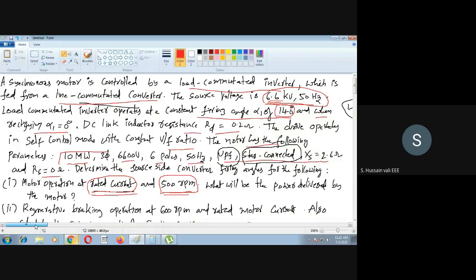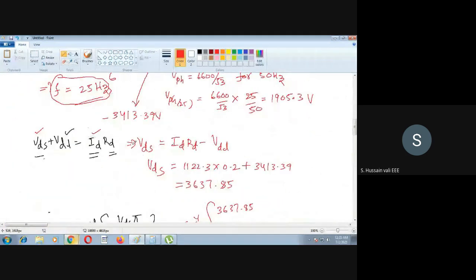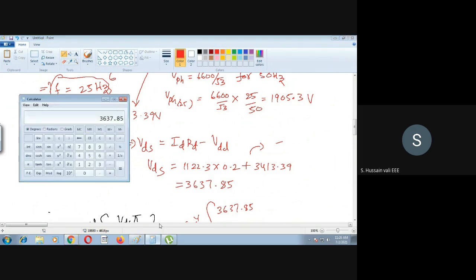See, sometimes to avoid this confusion, I will tell you one thing: just take an assumption. You have two options. One option is that you put here minus or you put here plus. Am I correct? There is a confusion actually. Yes, sir. For example, you put here minus. Then what is the answer you will get if you put here minus? I will just check this. 1122.3 into 0.2. Okay. Minus 3413.39. Okay. So you got 3188.93.